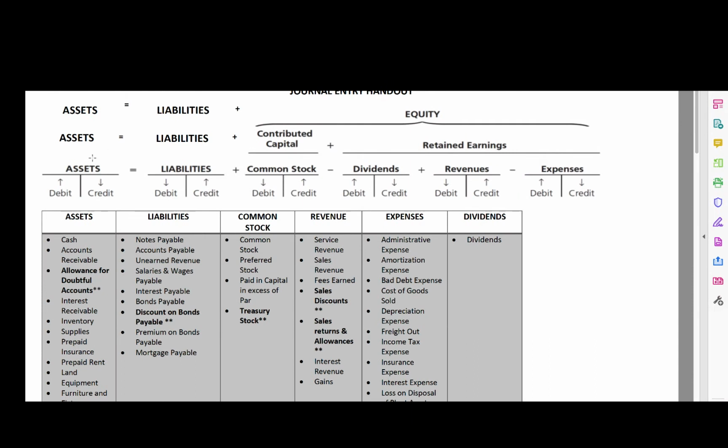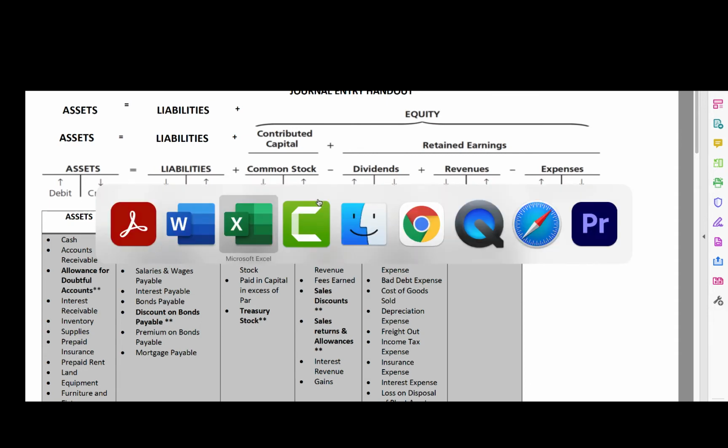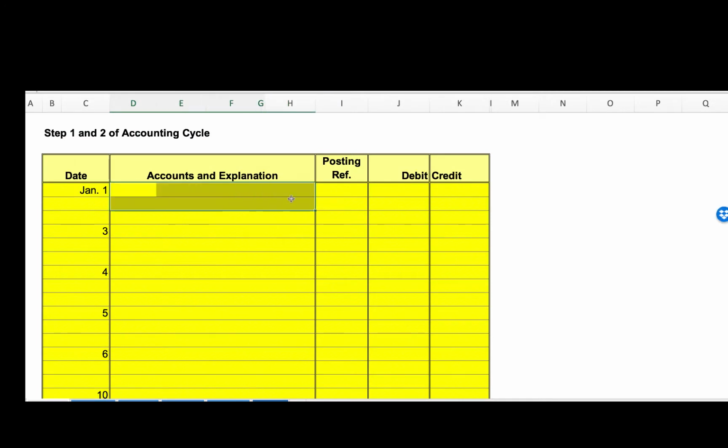When I look at the handout here, cash is an asset. Cash is going up. So what am I going to do to cash? I'm going to debit. Common stock, whenever we issue or give common stock, that is also going up. So when a company sells common stock, it increases the amount of common stock because selling common stock means we have more stock outstanding. So common stock is going up, and that's going to be a credit. So I'm going to debit cash, I'm going to credit common stock. So I'm going to go here, I'm going to debit cash, and I'm going to credit common stock.